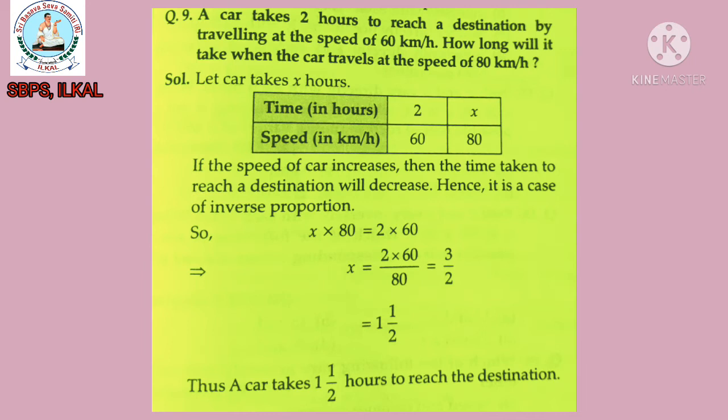So, x into 80 is equal to 2 into 60. Then x is equal to 2 into 60 divided by 80, which is equal to 3 by 2, which is equal to 1 integer 1 by 2. Thus, the car takes 1.5 hours to reach the destination.